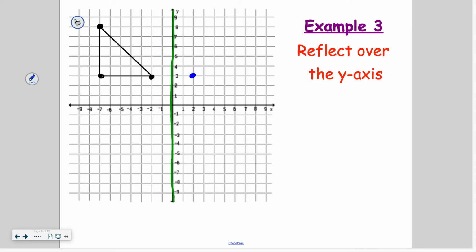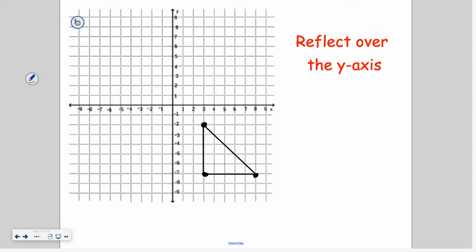The next one is 1, 2, 3, 4, 5, 6, 7 spaces away. So 7 spaces in the opposite direction. And then we've got, again, 7 spaces, so 7 spaces in the opposite direction. Connecting my points, I end up with the image of my original triangle.